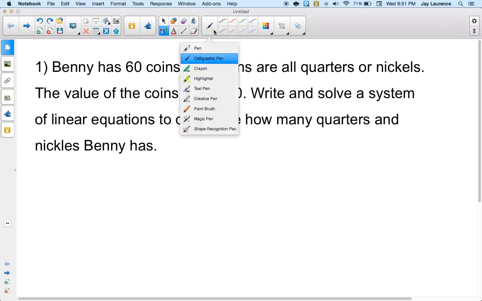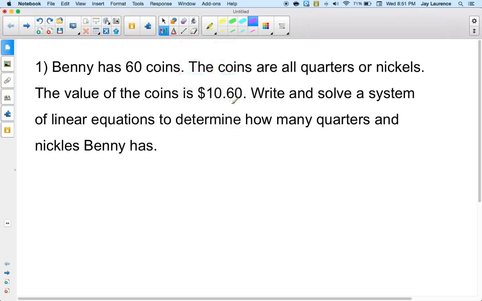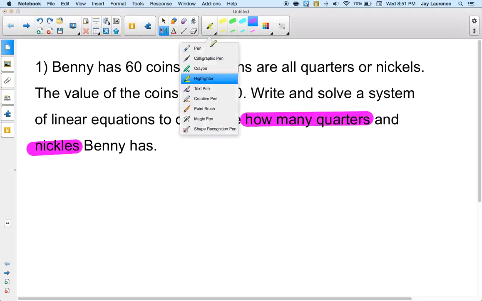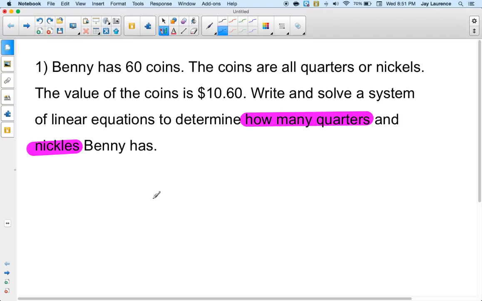Well, let's see here. The first thing I want to do is identify what it is I'm asked to find. Well, it says right here, how many quarters and how many nickels. So now I can go ahead and define my variables. Now many of you, I'm surprised, but you want to stay with just x and y. Great, let's do that. If I were doing it myself, I would do q and n, but let's do x and y.